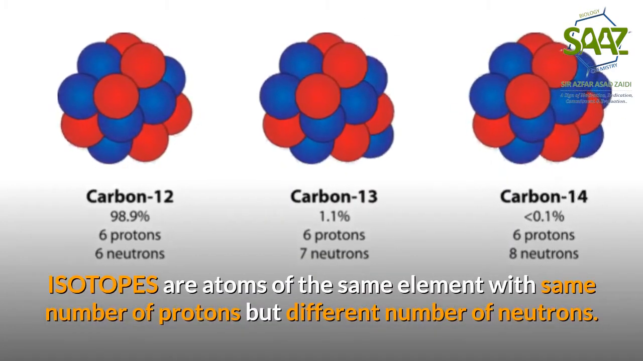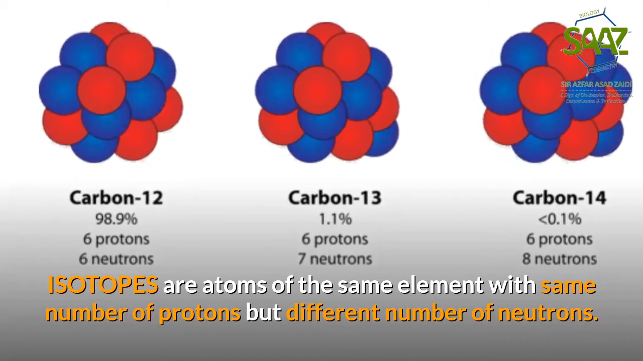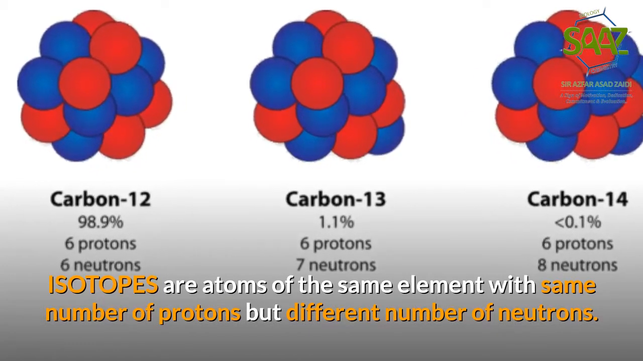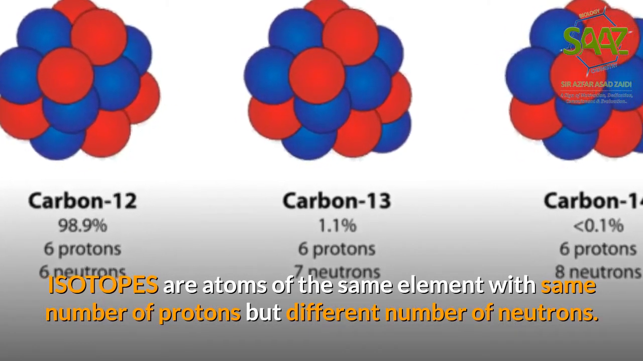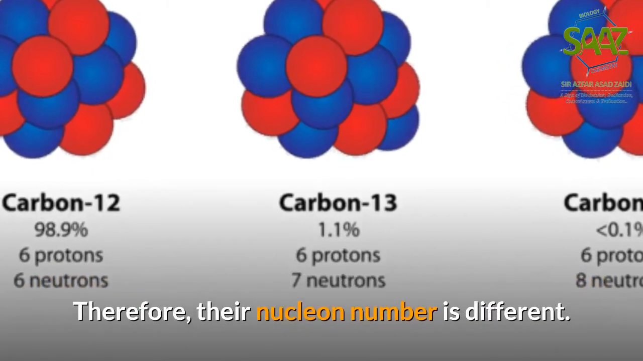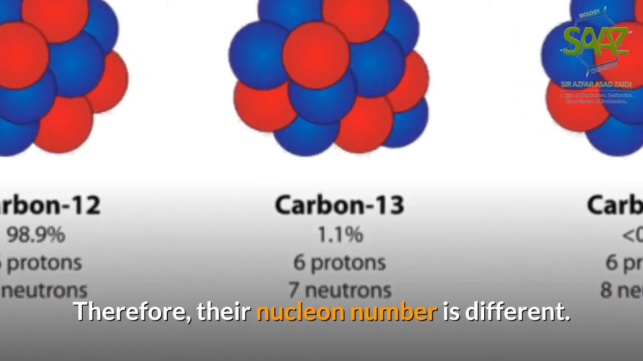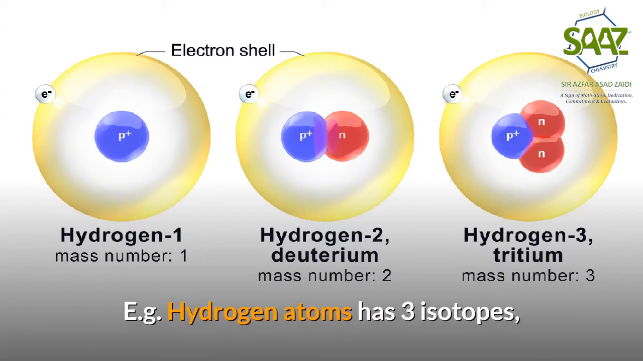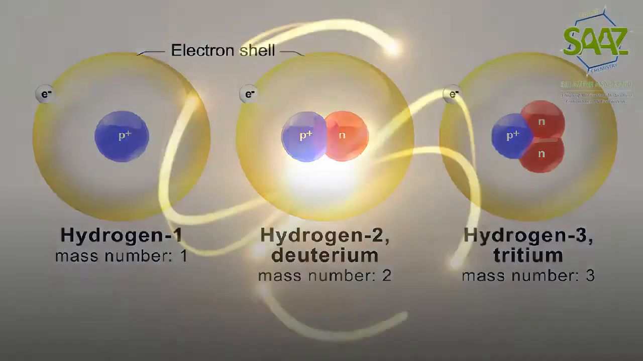Isotopes are atoms of the same element with same number of protons but different number of neutrons. Therefore, their nucleon number is different. Example, hydrogen atoms have 3 isotopes.